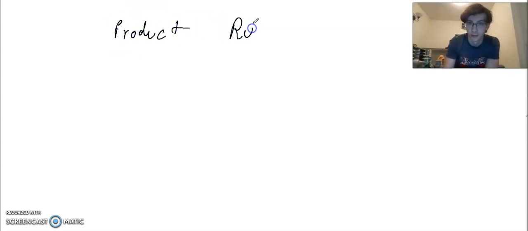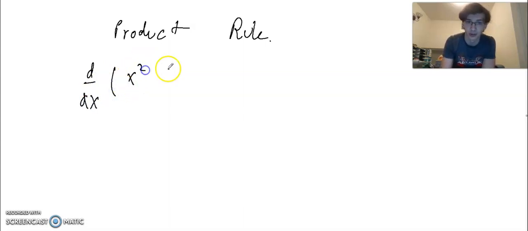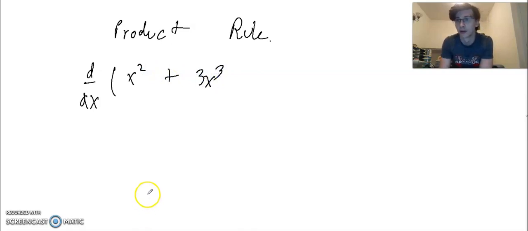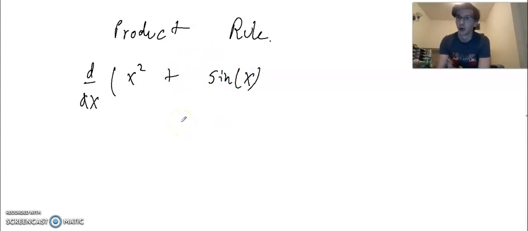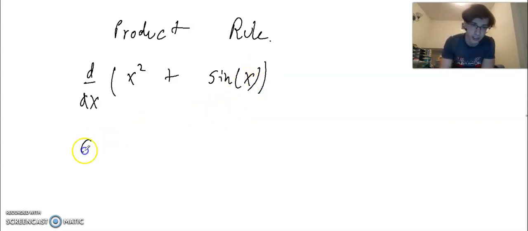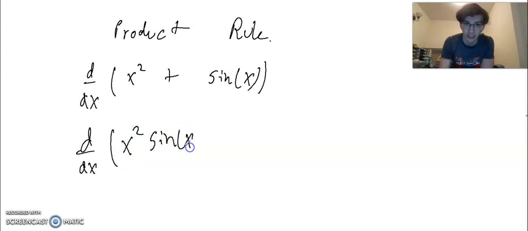But let's get into the main lesson of this video, which is the product rule. We've done derivatives where we have two different parts where it's like x squared plus 3x cubed, or like x squared plus sine of x. But what if they were multiplied by each other? So what if instead we wanted to take the derivative of x squared sine of x?